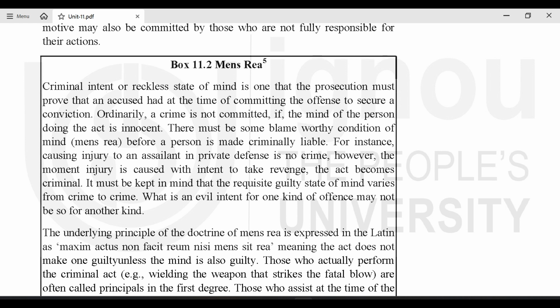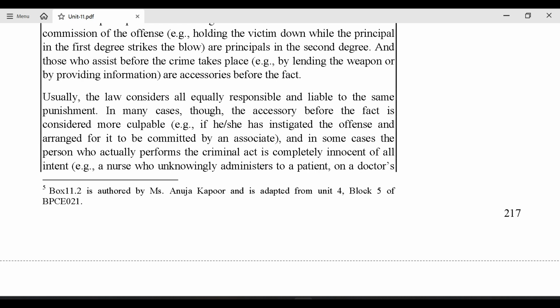Those who assist at the time of the commission of the offense, for example, holding the victim down while the principal in the first degree strikes the blow, are principals in the second degree. And those who assist before the crime takes place, for example, by lending the weapon or by providing information, are accessories before the fact. Usually, the law considers all equally responsible and liable to the same punishment.